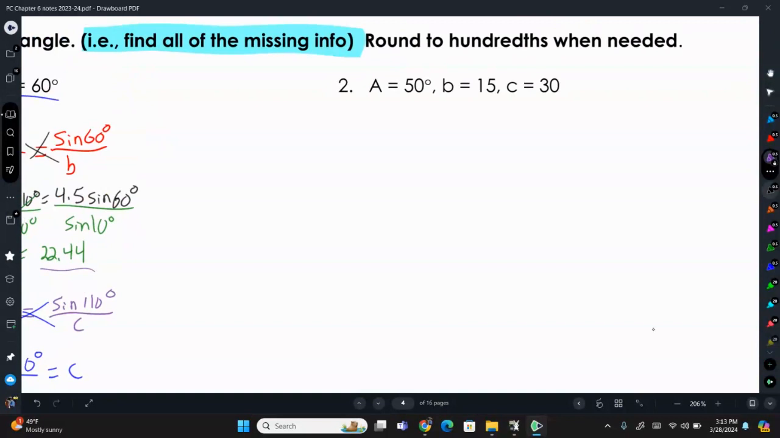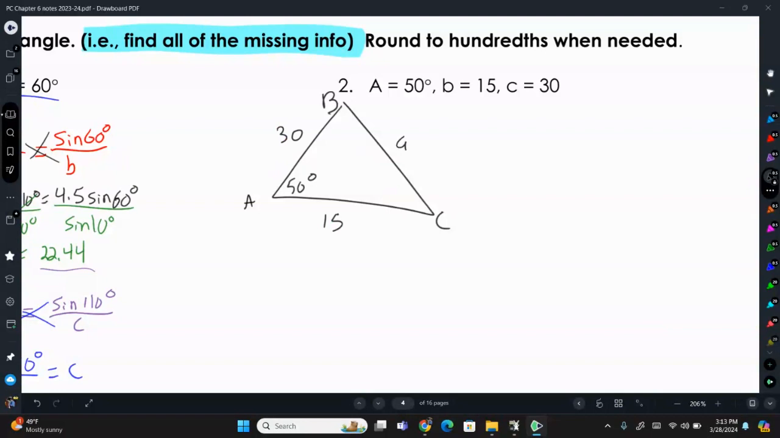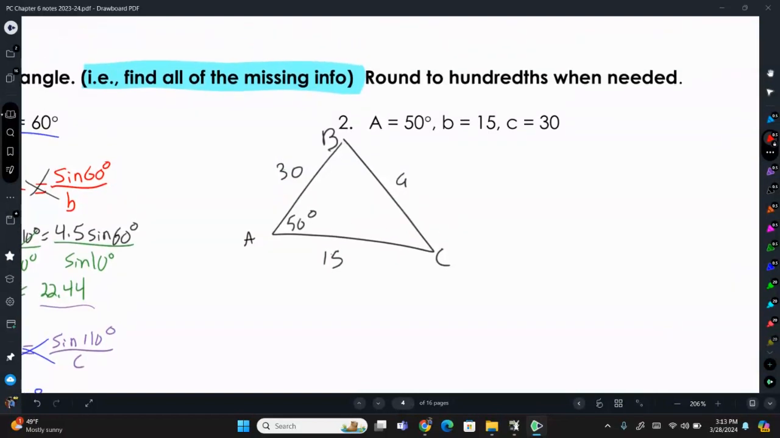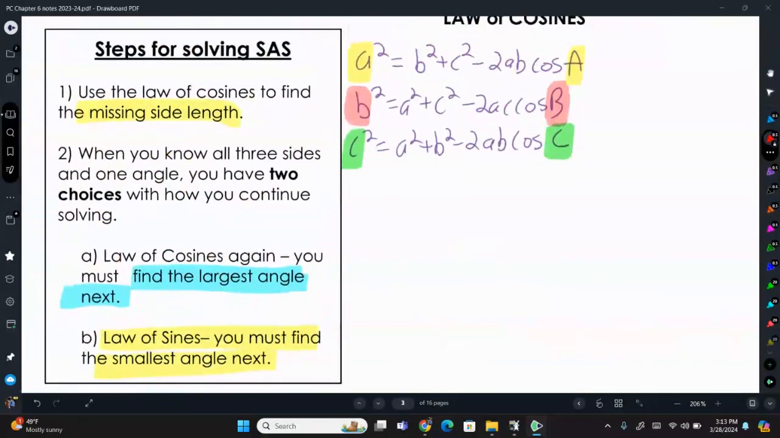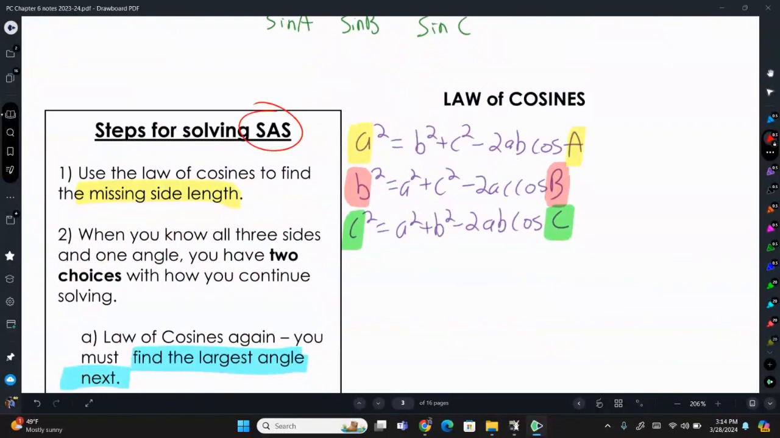All right, now, number 2, and we're going to draw a triangle. A, B, C. Angle A is 50 degrees. Side B is 15, and side C is 30. So we have side A that we don't know. So this is a situation where we have two sides and the included angle. This is SAS, which means we have to use law of cosines. SAS right here.